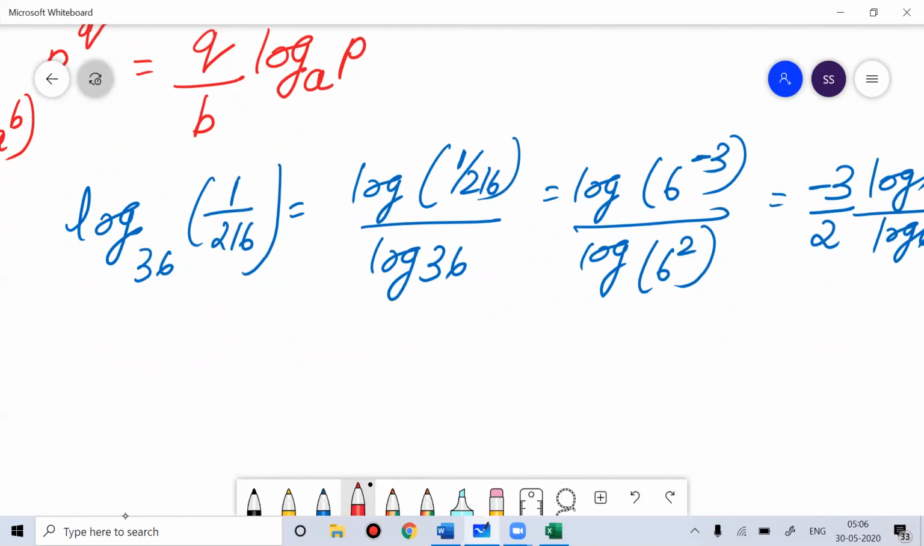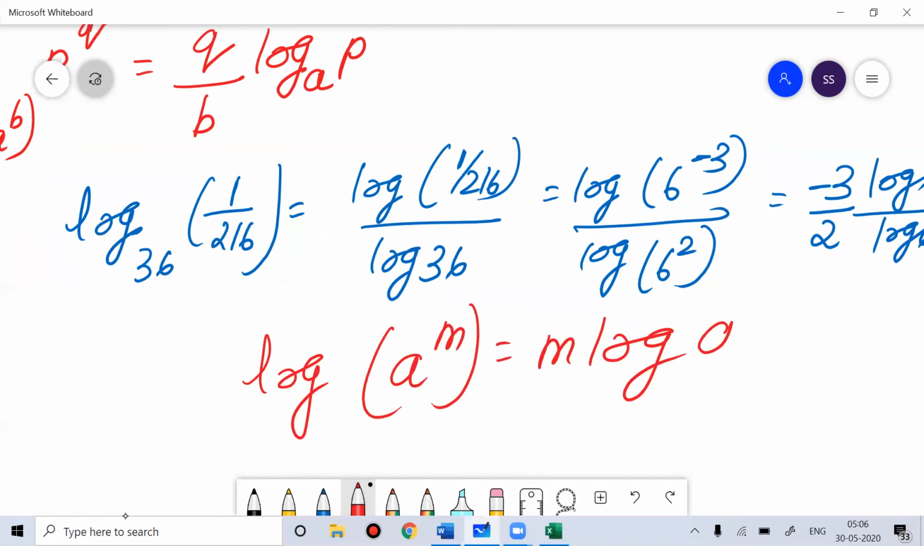So log of a to the power m will give you m log a. The base can be anything, it doesn't matter what the base is. The log of a to the power m will give you m log a. So this is a very basic thing. I believe everyone knows this concept. Log of 8 is nothing but 3 log 2. Everyone is aware of that part.